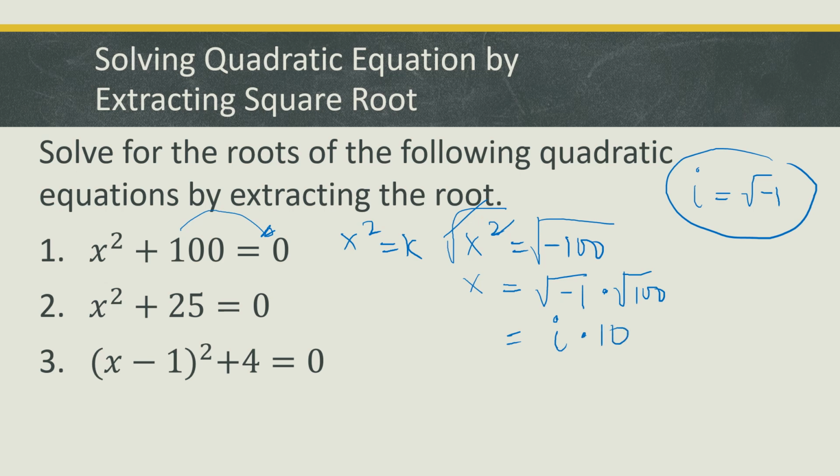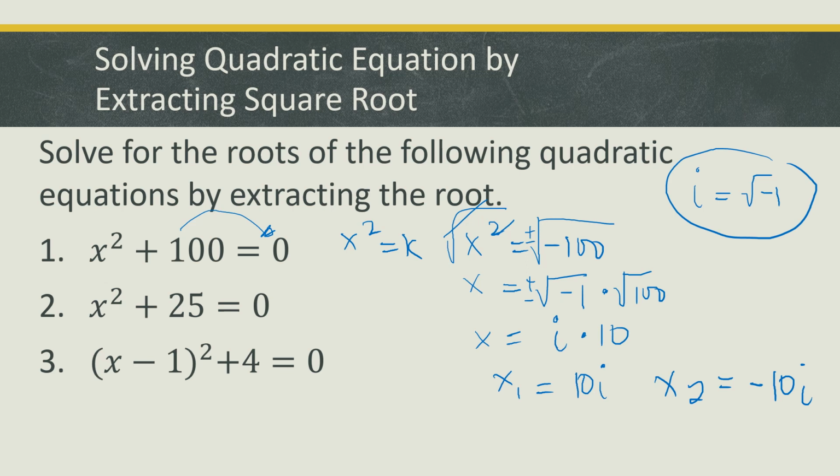So therefore, we have now these two values. Take note that it is a positive and a negative number for the square root. We have now x sub 1 is positive 10i and x sub 2 is negative 10i. Okay?